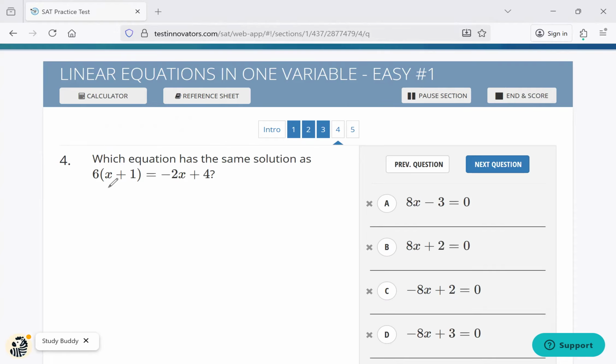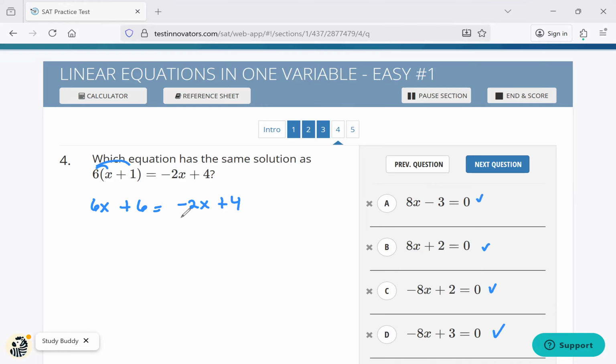So what I would do, if you look at all the choices, notice that they all have zeros on the right side. That's a big clue that I should get the right side to zero. Before I move the negative 2x and the 4 to the left, let's distribute this 6. So it's 6 times x is 6x, 6 times 1 is 6, equals negative 2x plus 4. Then I'm going to move everything to the left, and let's see what we get.